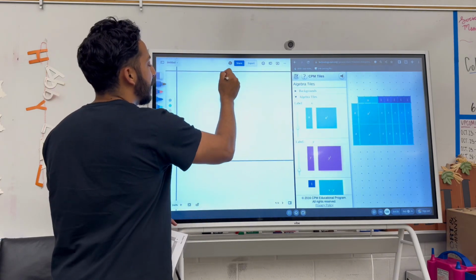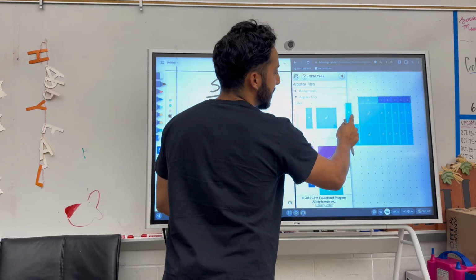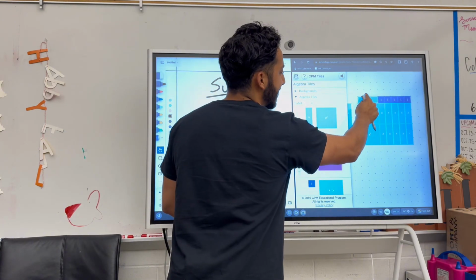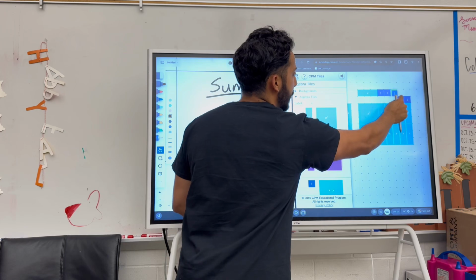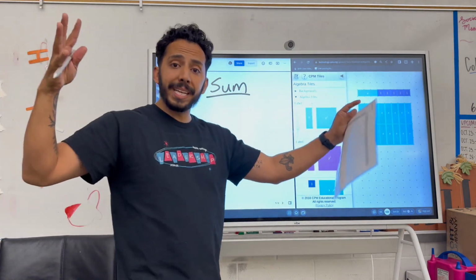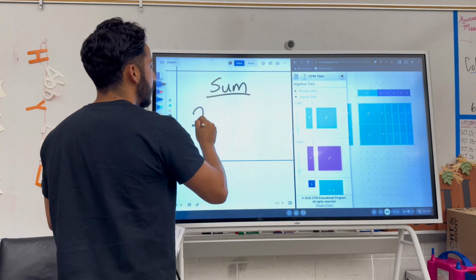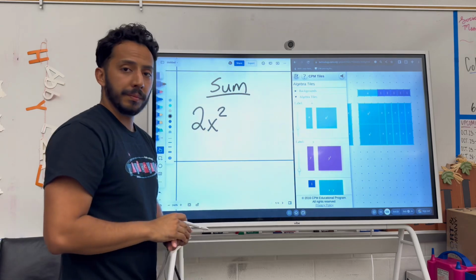I need to come up with my sum. To get the sum, I'm just interested in the inside parts. I'm moving the product out of the way. What am I left with? We start from biggest to smallest. How many X squared tiles do we have? Looks like we have 2 of them.